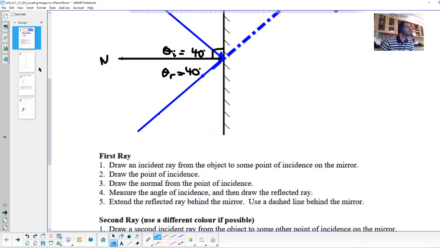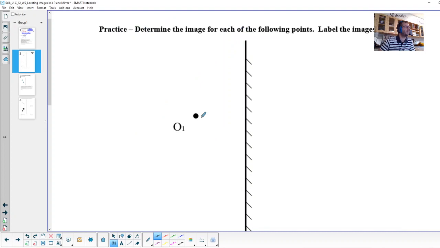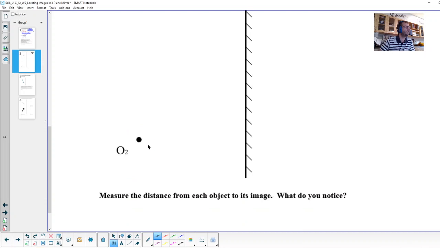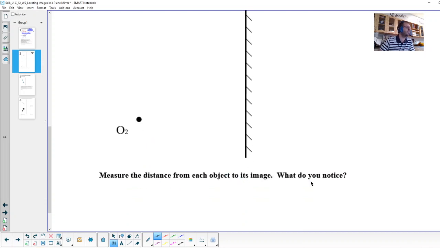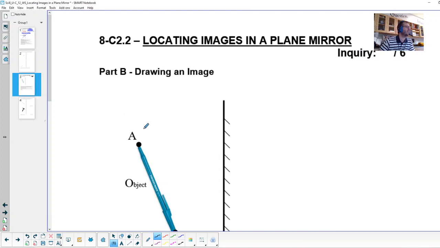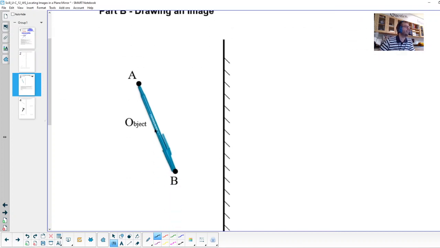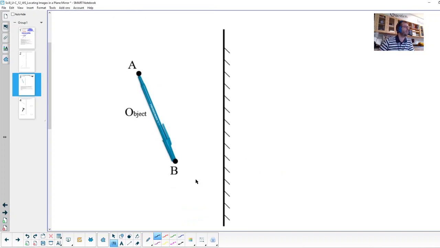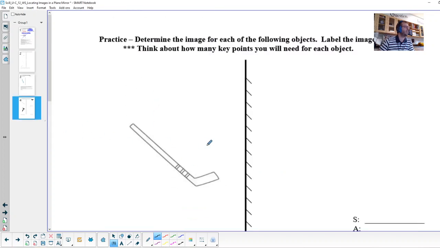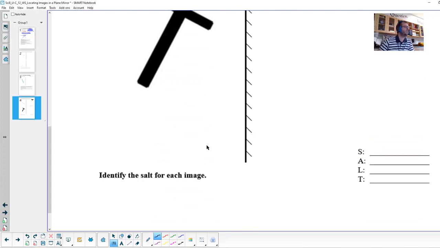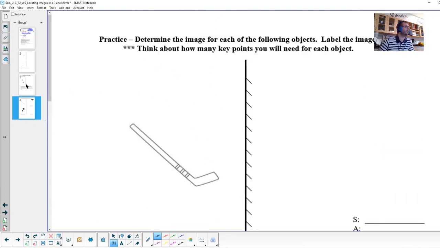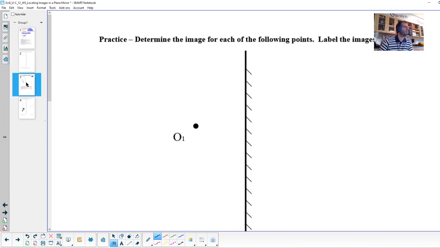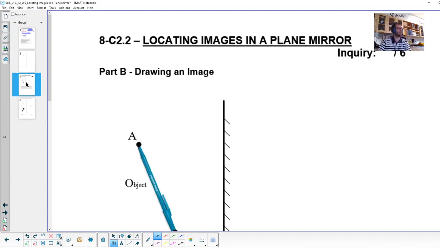You found it there. You go on to the next pages. Your assignments are to determine the images for O1, O2, and measure the distance from each object to its image. What do you notice? So you do that just like what I showed in the front there. And then with part B, I think part A is enough for today, and part B will basically be doing the same thing, and then you'll be tracing in the object in between. And the practice, you guys can do as much of that as you want for practice there. If you did part A and part B today and next class, that should be plenty.